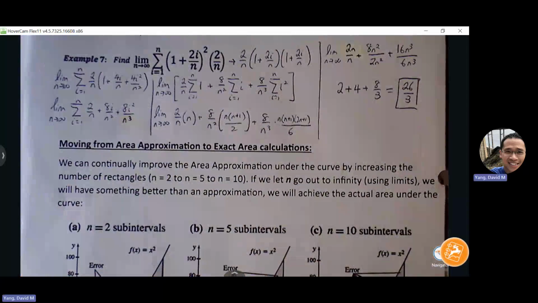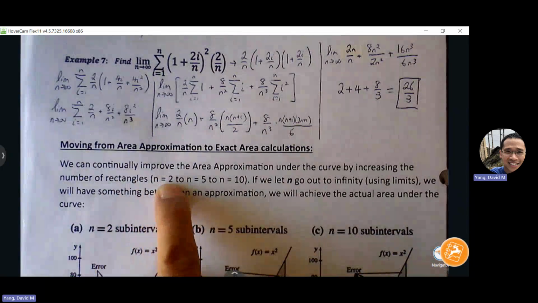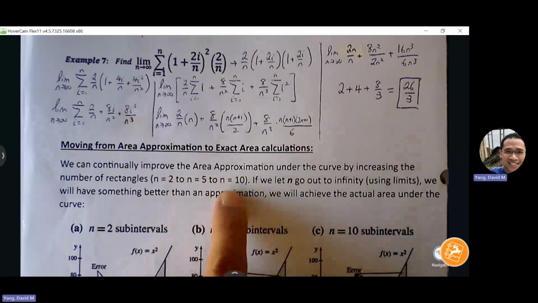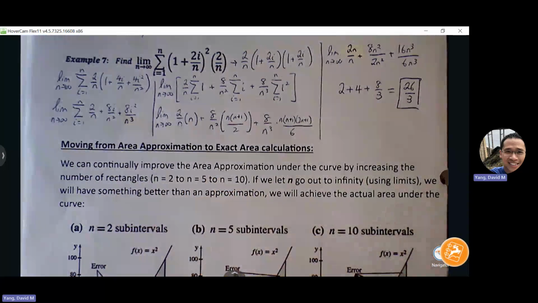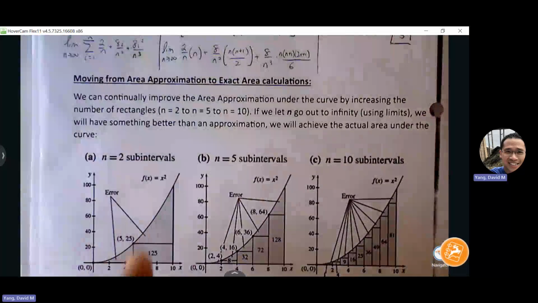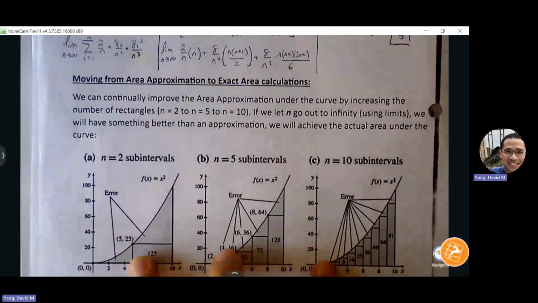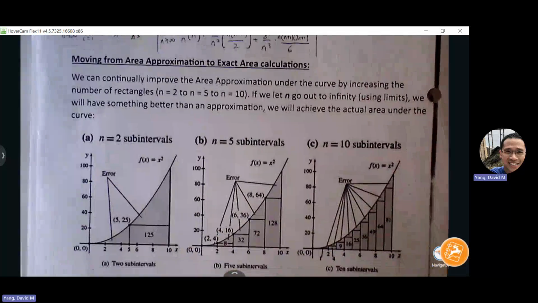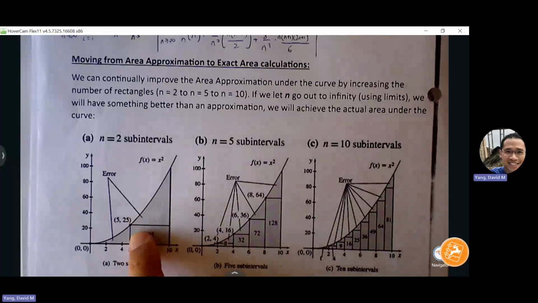Now, we mentioned this before, that we can continually improve the area approximation by increasing the number of rectangles. So if you compare 2 rectangles to 5 rectangles to 10 rectangles, you can begin to see the accuracy improve, because less and less gaps will occur, right? Let's say we have 3 curves here. These are the same curve, and we're using rectangles. Let's say this is a left-handed rectangle.